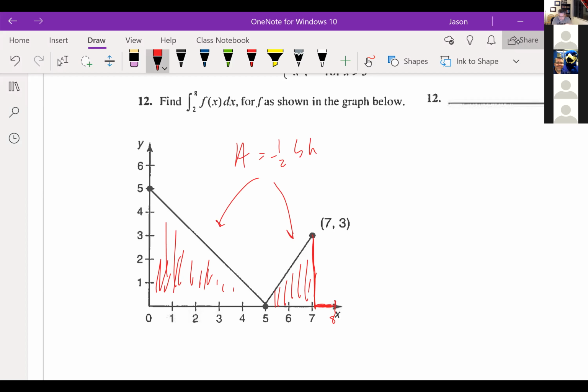The first triangle is going to be 1/2, the base is 5, the height is 5. So this is 25 over 2. The second triangle base is 2, and the height is 3. So this is 6 over 2. If I add those together, I get 31 over 2.